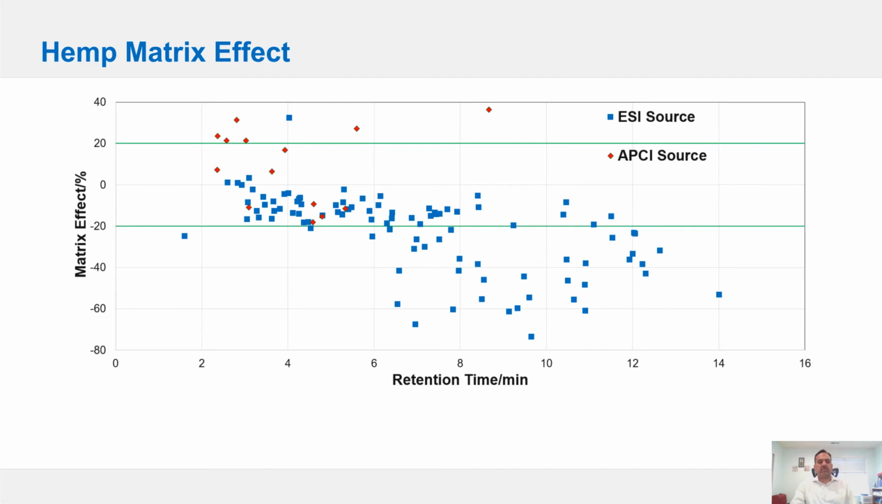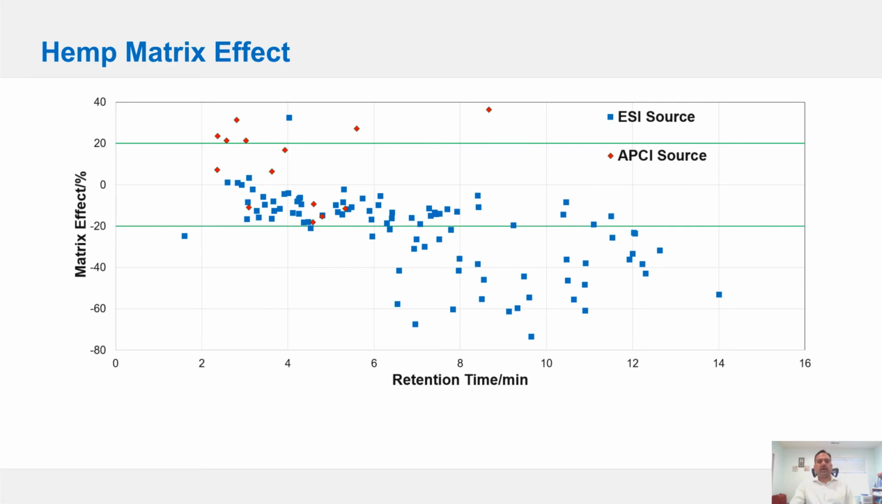You will notice that most of the analytes are experiencing signal suppression effects with the ESI ion source and signal enhancement effects with APCI ion source. This is expected because APCI ion source shows less matrix effect in comparison to ESI ion source for different analytes. Also, since hemp matrix is very hydrophobic, it is expected that most of the matrix effects are observed for analytes at a high retention time using reverse phase LC columns.